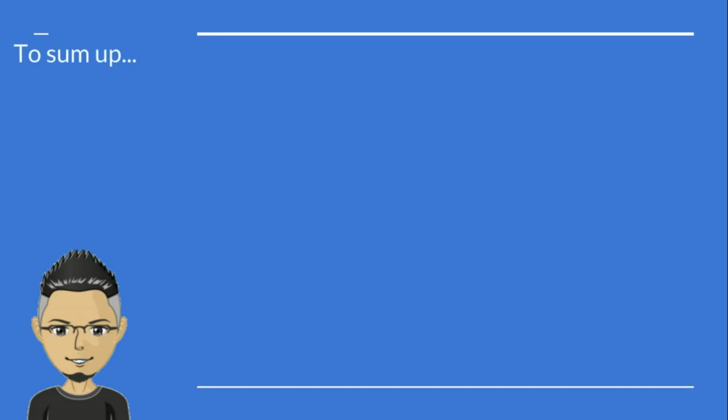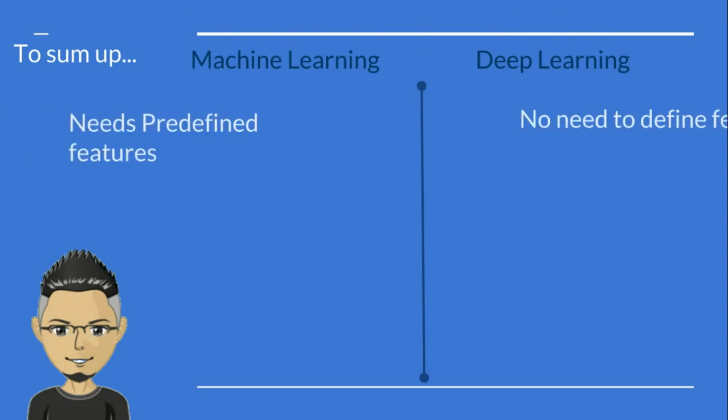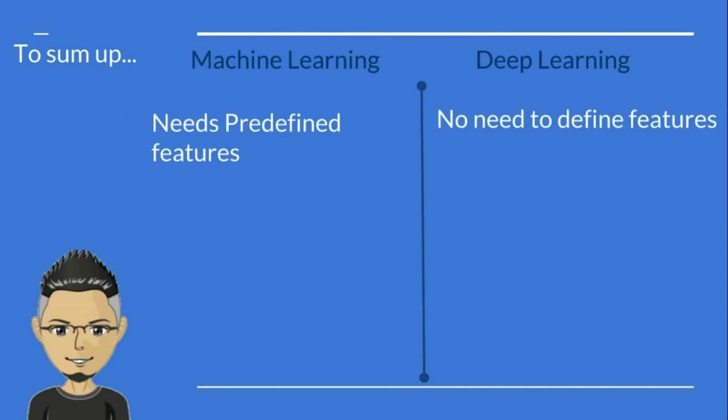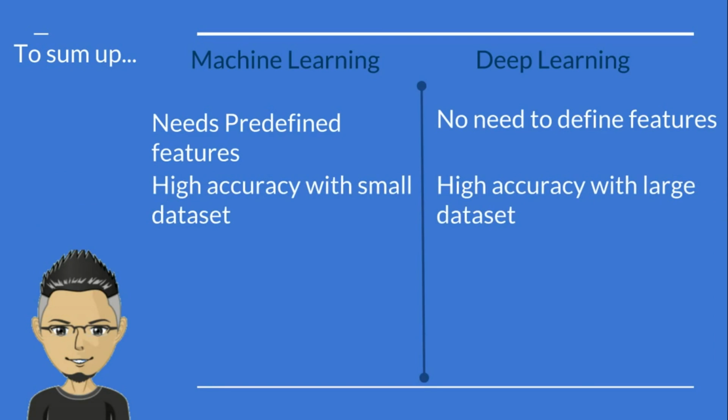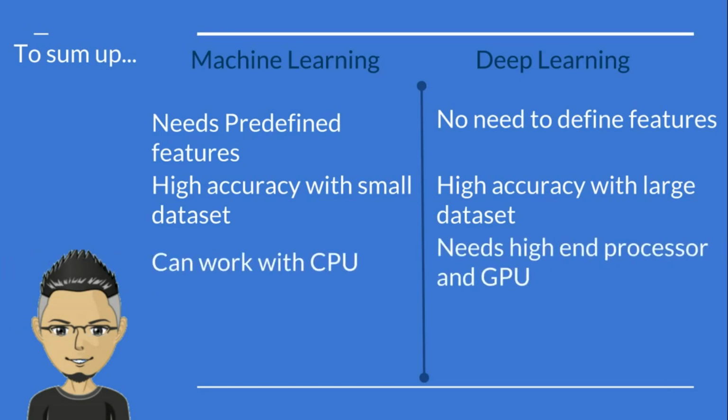So, the summary of the differences between machine learning and deep learning. Machine learning needs predefined features, while deep learning does not need to define any features, it calculates them on its own. Machine learning has a very high accuracy with a very small dataset, while deep learning has higher accuracy with large datasets. Machine learning can easily work on a CPU, while deep learning needs a very high-end processor and a GPU.